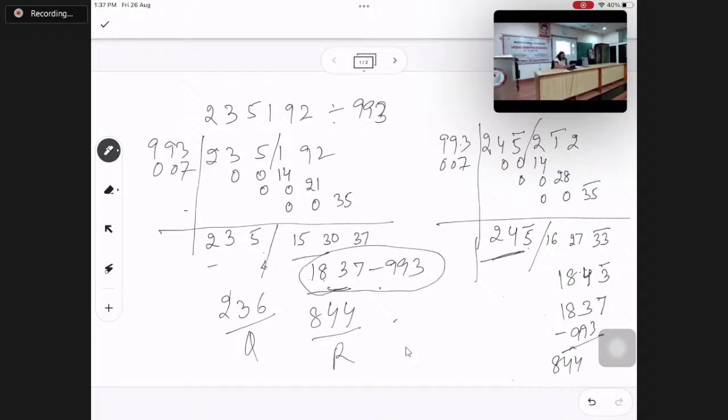Again you have to take the vinculum here also. So 10 minus 5 is 5. And the 1 from the 1837 we also have to add here, so this is plus 1 also, and we have to subtract 1. So this is 3, 2. So this is 236, this is your quotient and this is your remainder.